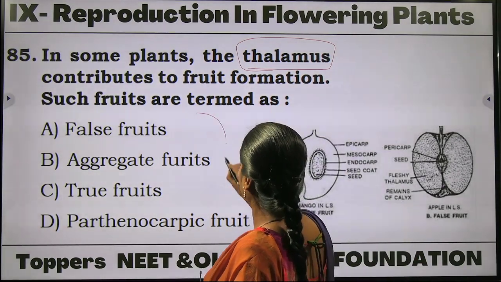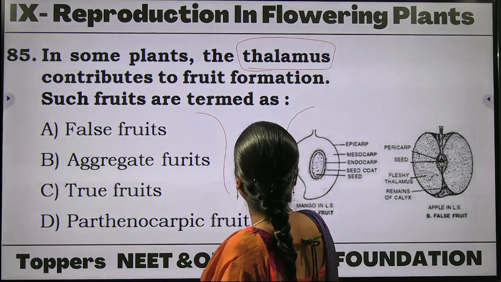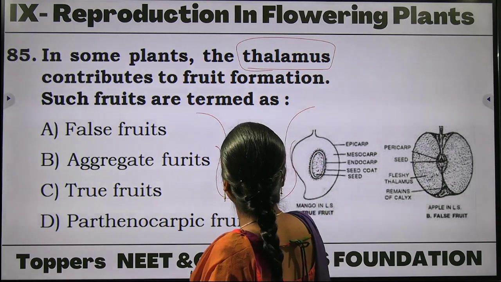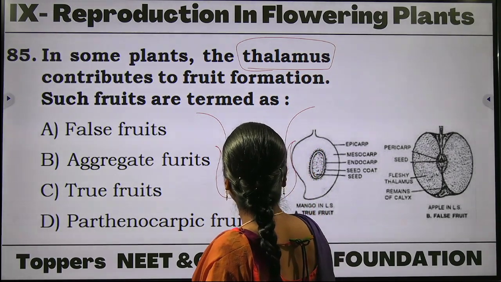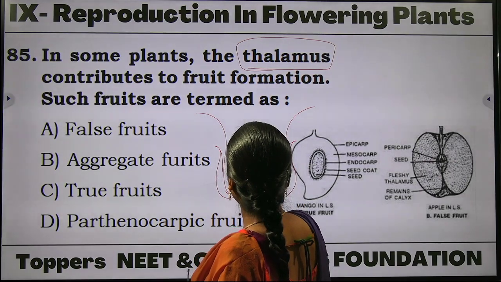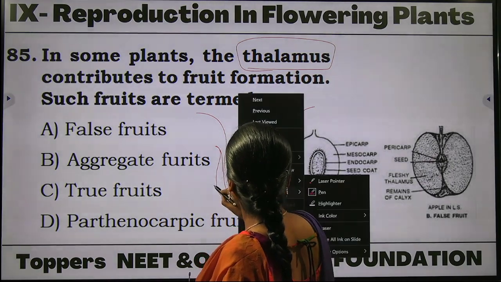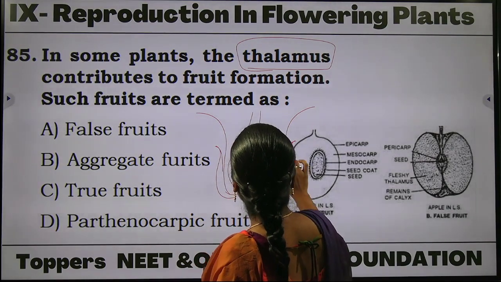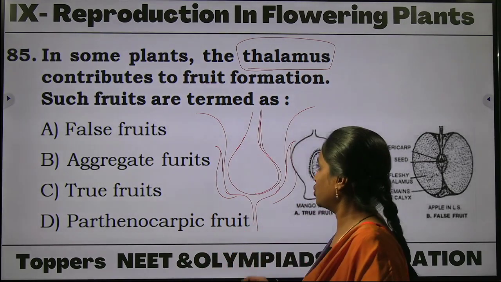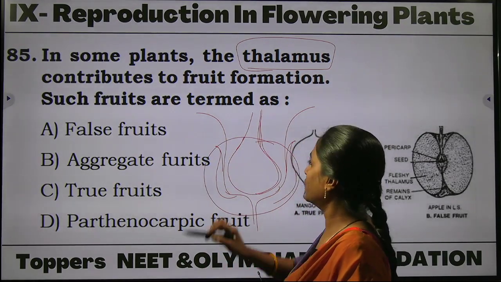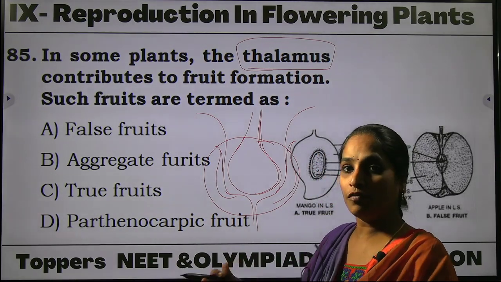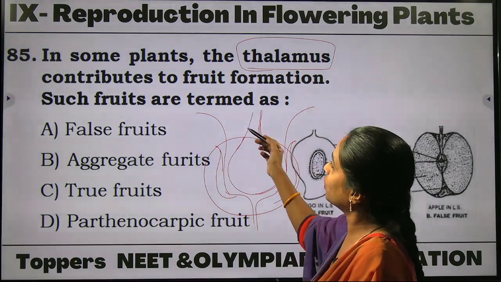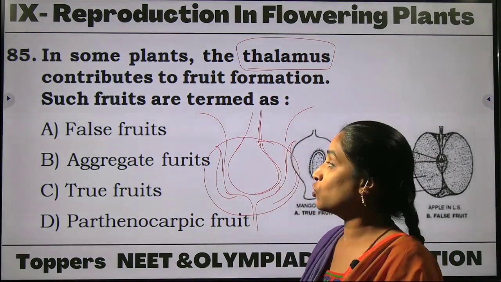Think, for example, this is the flower. And this is the sepal. Yes, so in this we can observe the ovary. Okay, the outside structure which is covering the ovary is called the thalamus. In some of the plants, the cup-like structure at the basal region of the flower, the thalamus, will be contributing to fruit formation. So what are those fruits called?